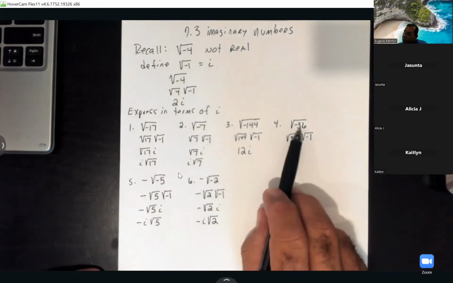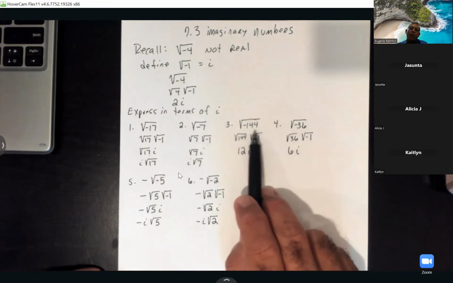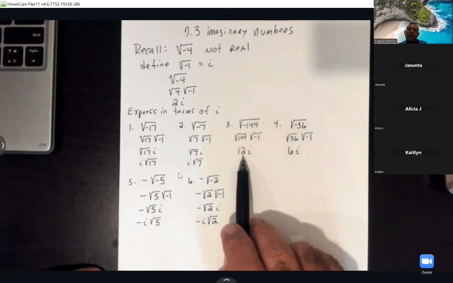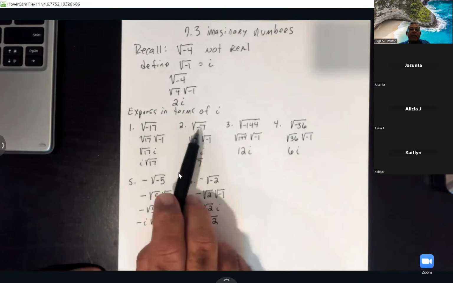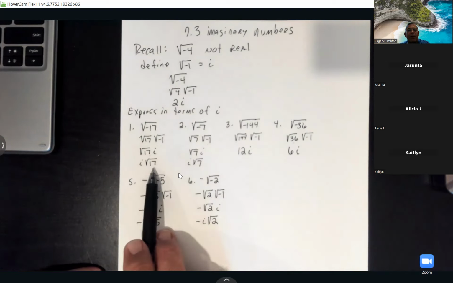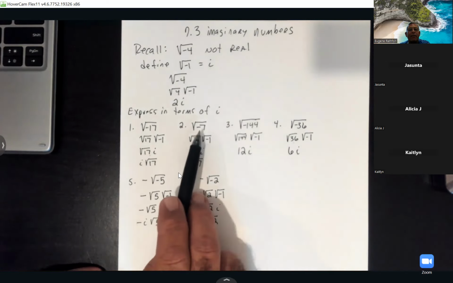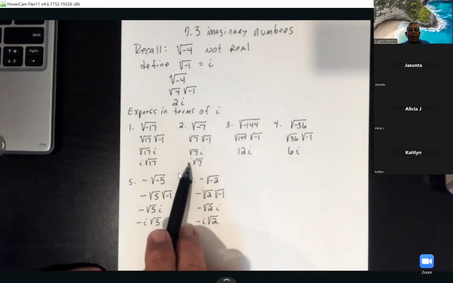So if you've got perfect squares like 36 and 144 under the radical, it will come out as a number. If you've got numbers that are not perfect squares like 5, 2, 17, and 7, they're going to stay under the radicals. All you're basically doing is bringing that negative out as an i.